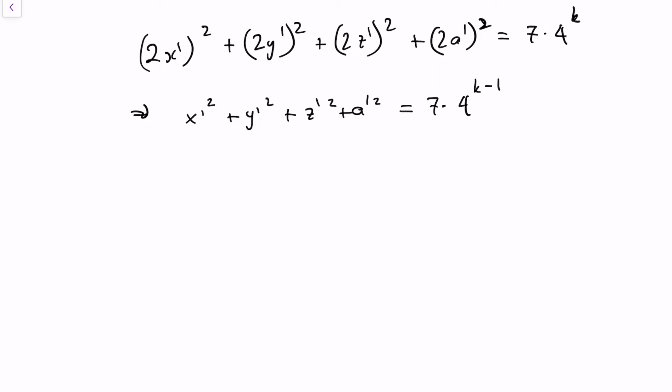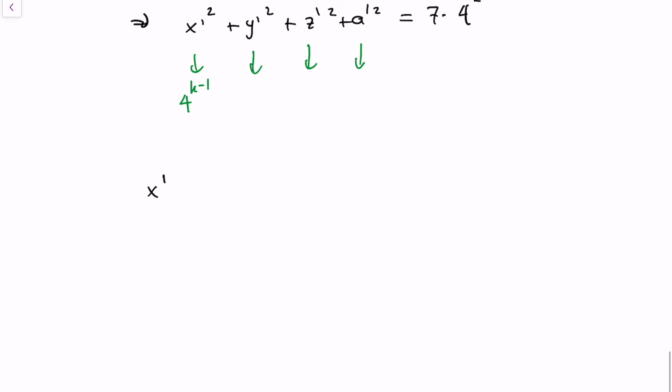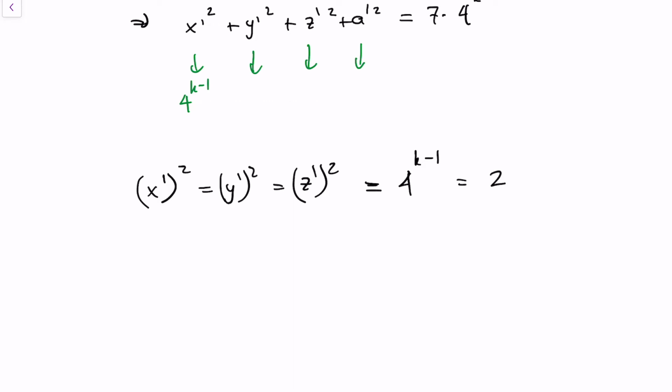And again, by inspection, if this is equal to, let's say, 4 to the k minus 1, and the same here, we have 3 times 4 to the power of k minus 1. And if this is 4 times 4 to the k minus 1, it adds up to 7 times 4 to the power of k minus 1. So in other words, if we say that x dashed squared is equal to y dashed squared is equal to z dashed squared, which is equal to 4 to the power of k minus 1, we can write that as 2 to the power of 2k minus 1.